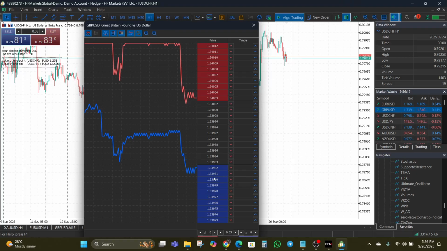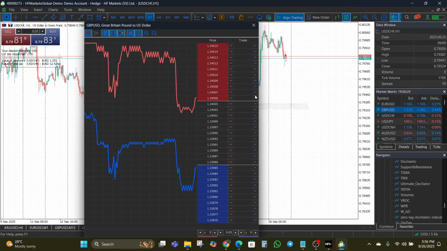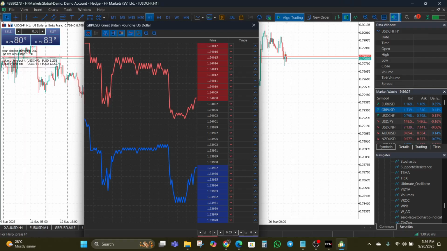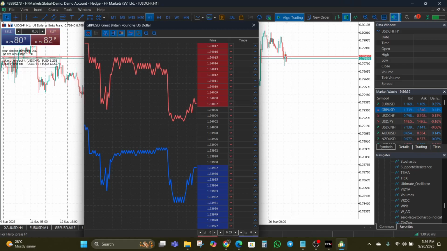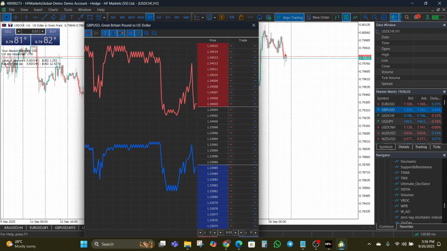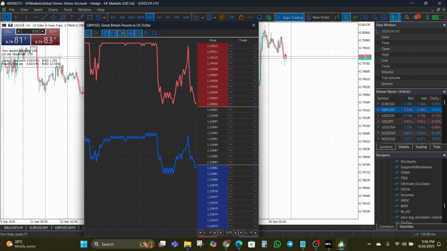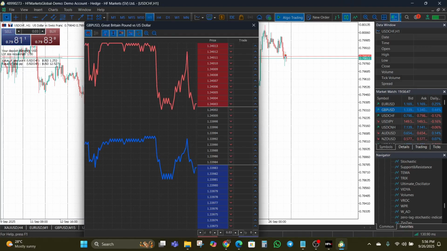Sell stop, which is below current price. Sell limit is going to be above current price. Then you can see this is for the buys. So buy stop is going to be above current price. Then buy limit is going to be below current price. Okay, so the larger the number of orders at a particular level, the stronger the support or resistance. Now, by observing how these orders change in real time, you can anticipate potential price reactions.